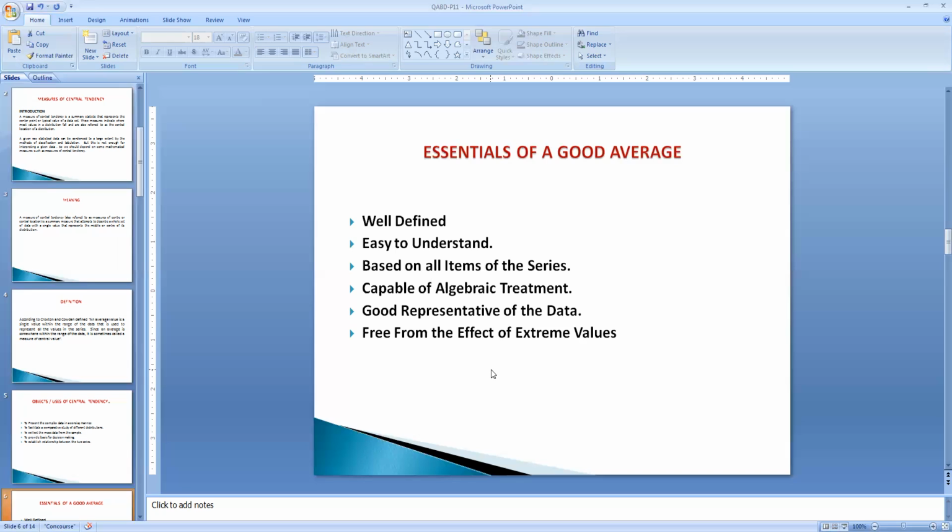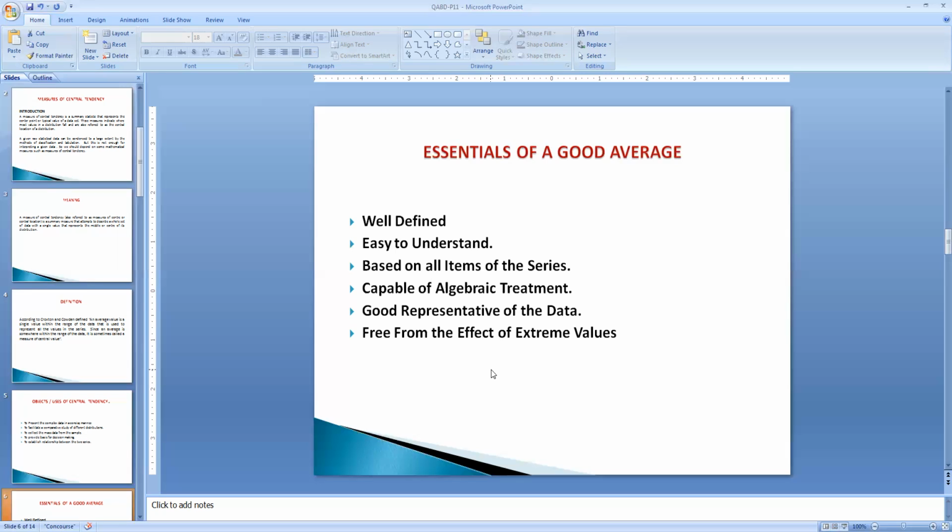Therefore, a good average should reflect accurate information from the mass of data. And the next one is capable of algebraic treatment. This average should be capable of further algebraic treatment. It means a good average should provide a comfortable ground for mathematical analysis. Otherwise, its use and applicability will be confined to some basic needs of the investigator, for example, to define a combined mean of two or more series. So the average should be usable for further mathematical treatment also. Then only it is called a good average.